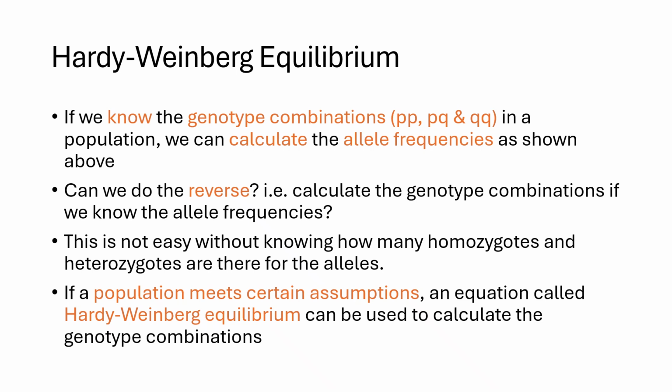But can we do the reverse? Can you calculate the genotypes? So how many people are PP and how many are PQ and how many are QQ if we know the allele frequencies? If you just know the number of Q alleles and the number of P alleles, this is not easy without knowing how many homozygotes and heterozygotes there are. If a population meets certain assumptions, an equation called Hardy-Weinberg equilibrium can be applied to calculate the genotype combination. So we'll talk a little bit more about Hardy-Weinberg equilibrium.